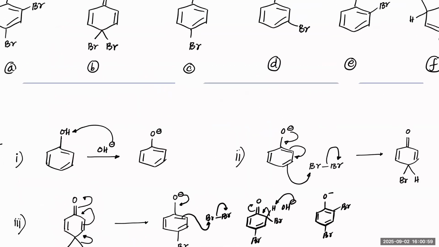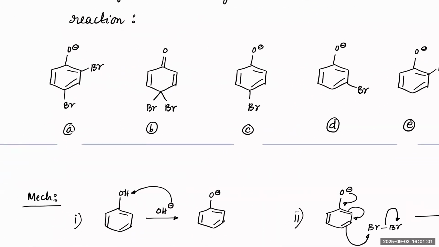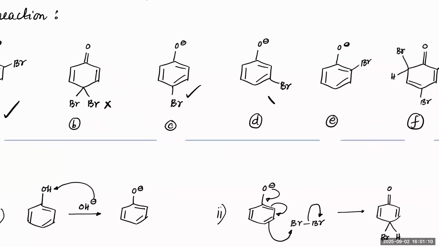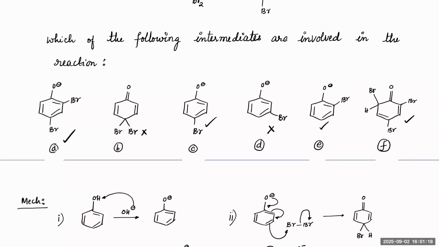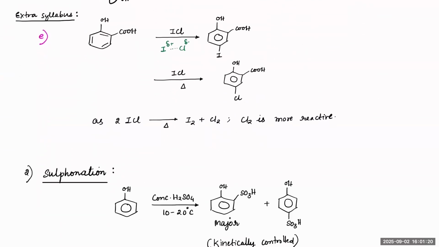And if you notice, this one definitely is a possible case. Two bromines at the same position is impossible, right? This is not possible. This one is a possible case. At the meta position, it is impossible because OH is an ortho-para directing group. Although it is possible, this is also possible. Done? Clear now?